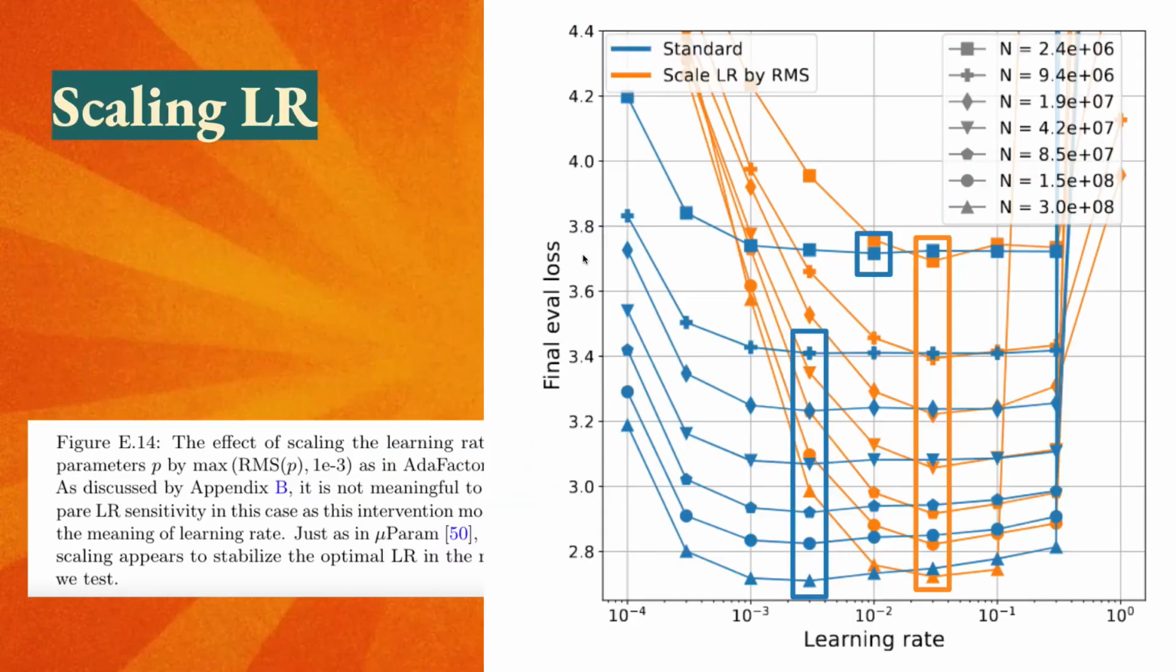They scale the LR by the RMS. And something that I observed in this chart: if you look at the scale LR by RMS, everything looks shifted to the right. The lowest values of loss for the standard unscaled learning rate are at lower learning rates, whereas when you scale the LR by RMS, you can go to a higher learning rate. I think that was interesting, but it also makes sense because you are dividing by some value.